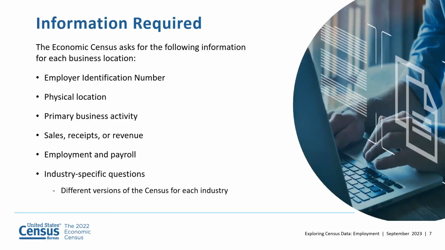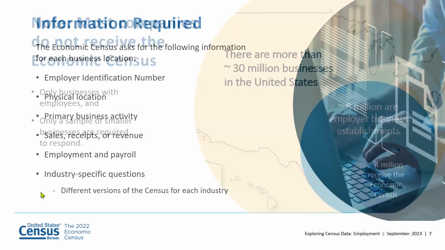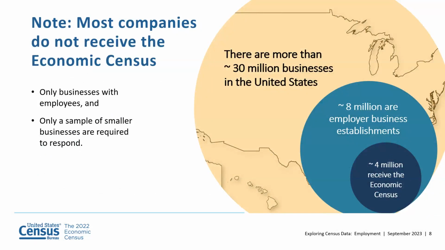And this slide shows some basic information that is asked on the survey. Basic information such as employer ID number, physical location, primary business activity, and also questions related to revenue, employment, and industry-specific questions. It's important to note that most companies do not receive the economic census. The economic census only collects data from businesses with employees. So out of 30 million businesses in the United States, about 8 million of those have employees. And out of those 8 million, about 4 million businesses have received the invitation to respond.